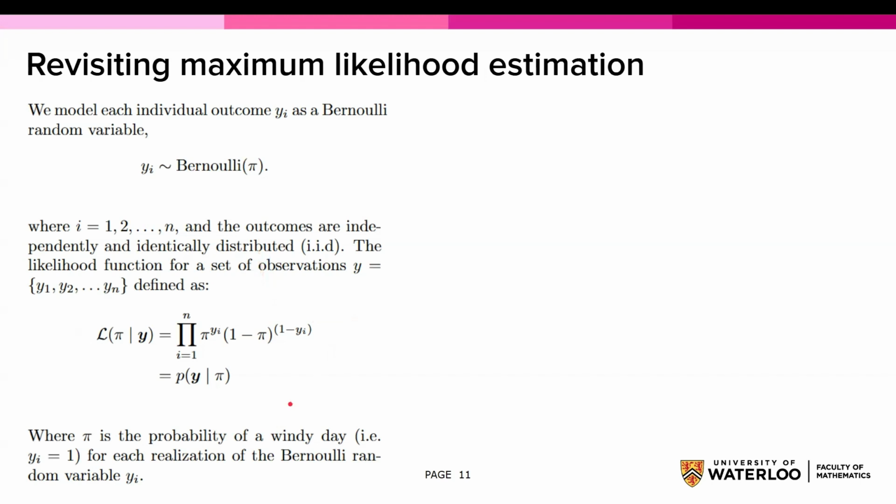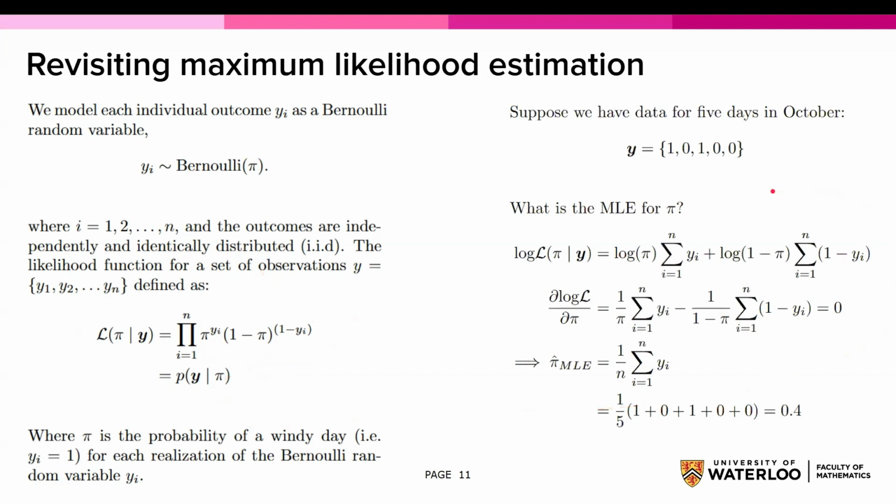So we can do this by using the maximum likelihood estimation, where we would start with the likelihood function, which is the product of probabilities of the individual observations. But then for a concrete numerical example, let's say for 5 days in October, we observed that 2 were windy, and then 3 were not. So these observations would form the set Y, where each yi is 1 if the day was windy and 0 if it wasn't.